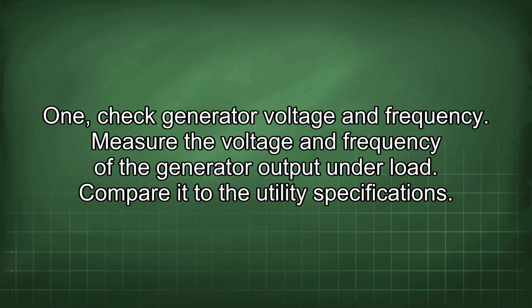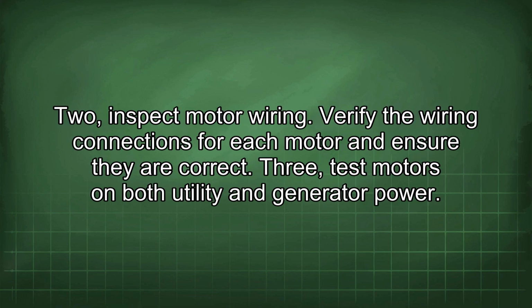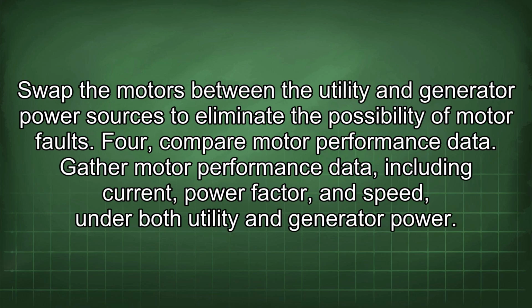1. Check generator voltage and frequency. Measure the voltage and frequency of the generator output under a load. Compare it to the utility specifications. 2. Inspect motor wiring. Verify the wiring connections for each motor and ensure they are correct. 3. Test motors on both utility and generator power. Swap the motors between the utility and generator power sources to eliminate the possibility of motor faults.